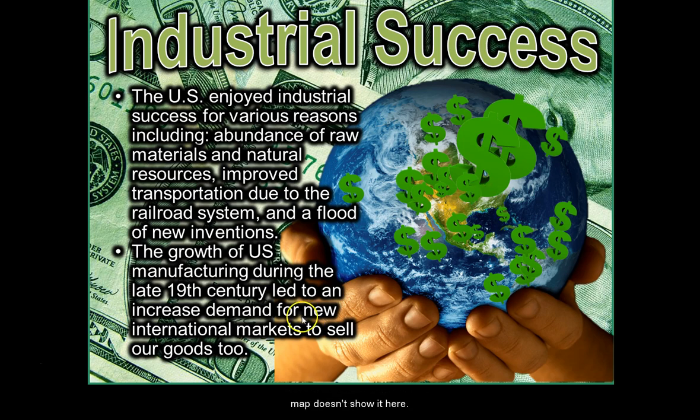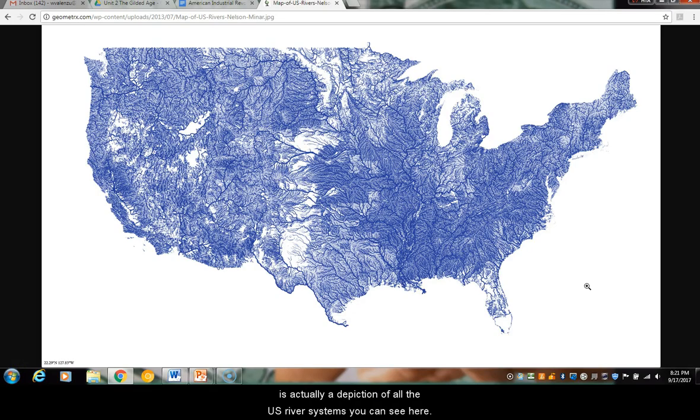I know that this map doesn't show it here. Let me go ahead and show you in just a second. So this map is actually a depiction of all the U.S. river systems. You can see here that most of America has access or is very close to rivers. If you remember your ancient civilization, you know that rivers are where civilizations grew up, because not only did it provide fresh water for civilizations, but it also provided the opportunity to trade ideas as well as goods up and down the rivers. A lot easier to navigate than going through woods or over hills and mountains. In addition, rivers also had a good source of food because there were fish there as well.